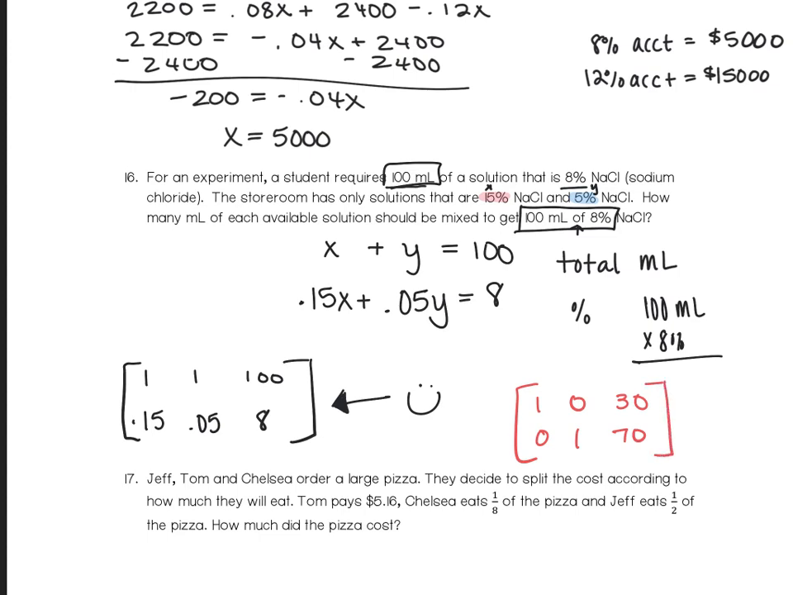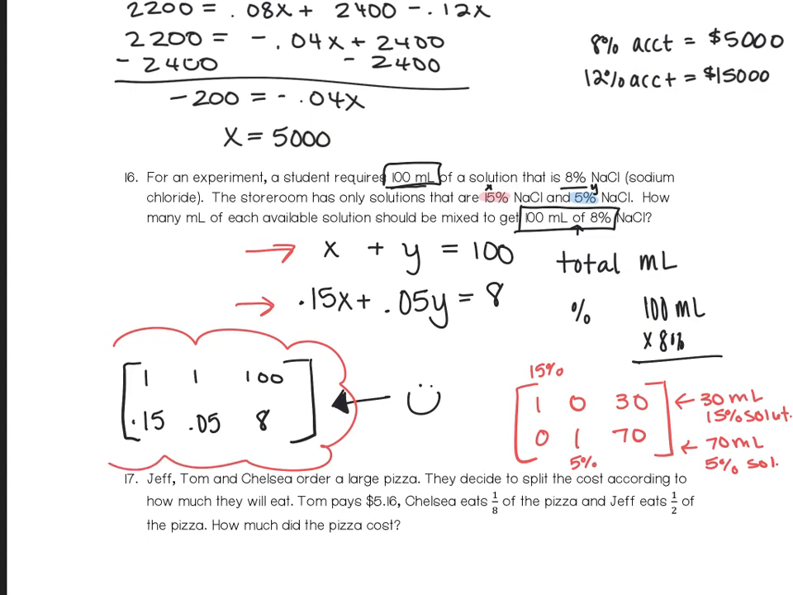And so what you would tell me is, since X was my 15%, you would say, okay, I need 30 milliliters of the 15% solution. And then this part, since my Y was 5%, I need 70 milliliters of the 5% solution. And so again, for the quiz, you're not going to actually have to type it into Desmos. You're going to have to write the equations, give me this augmented matrix written out, and then if I give you an answer, you'll have to tell me what the results mean.